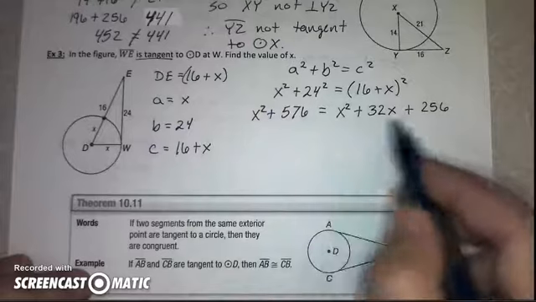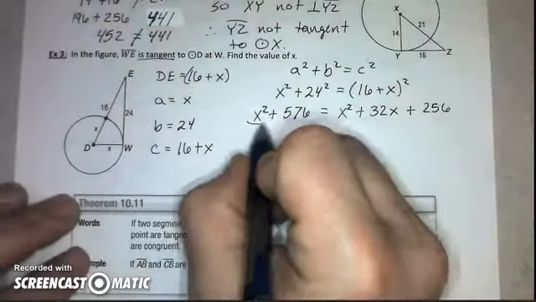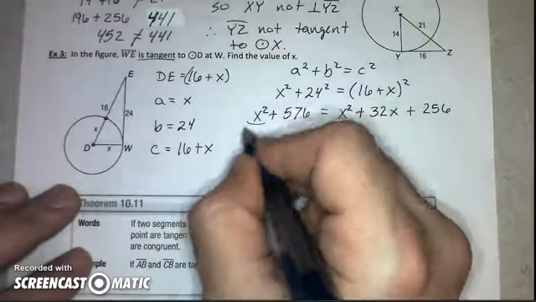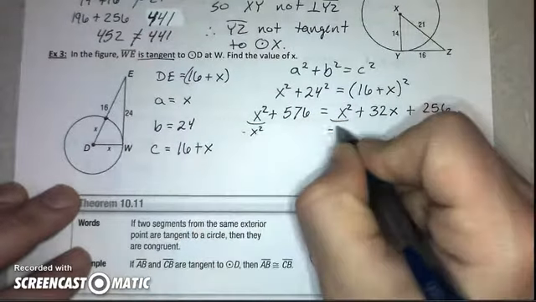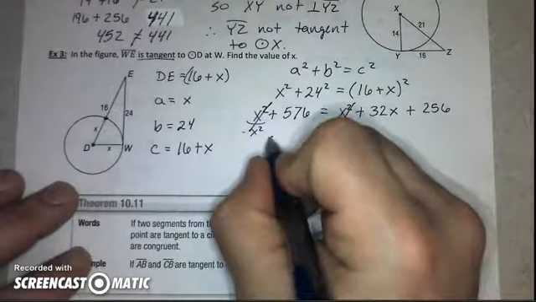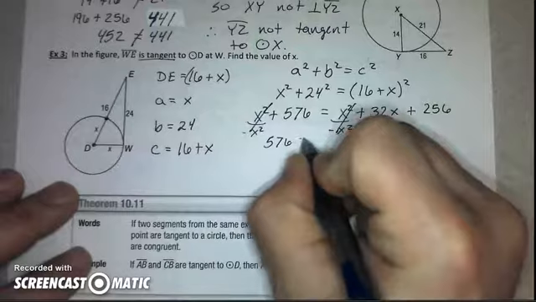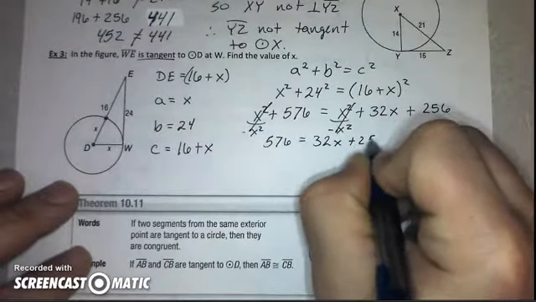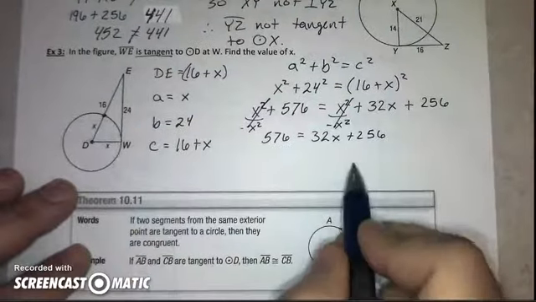There's a lot of algebra involved here, but I do want you to notice that both sides have an x squared. This becomes a whole lot easier because I can cancel those out. If I subtract x squared from both sides, those cancel. So I don't have as difficult of a problem as I used to. The numbers are still big, but I don't have an x squared.